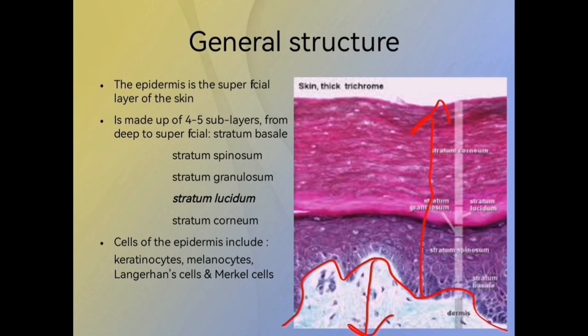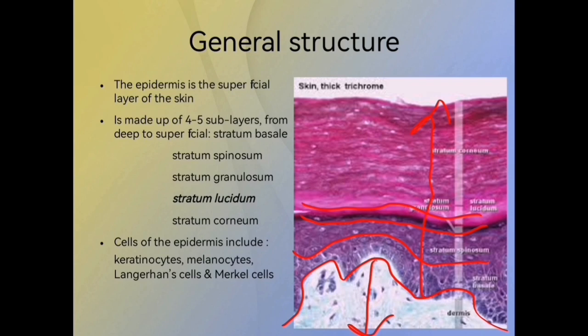We also have the stratum spinosum, which is the next layer. Then we have the stratum granulosum, this 3rd, dark staining layer here. Then we have the stratum lucidum, this light staining eosinophilic layer here. So this is the exception. We only find stratum lucidum in thick skin. We do not find it in thin skin. We will define in the next slides what we mean by thick skin and thin skin.